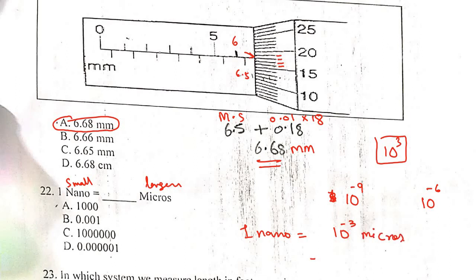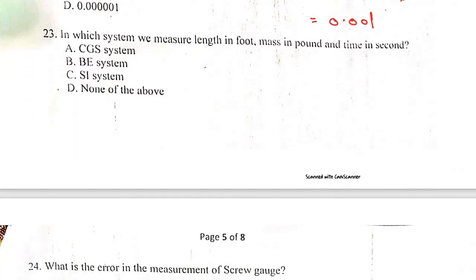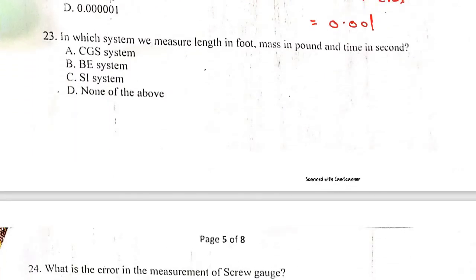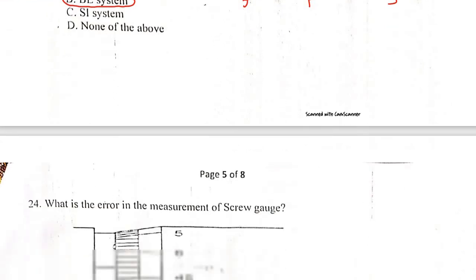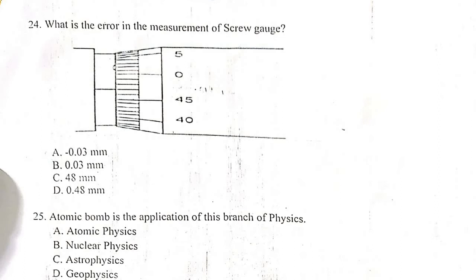So 10 raised to the power minus 3 is 0.001. So the correct answer will be option B. In which system we can find the length in foot, mass in pound, and time in second? So the system is known as FPS system, and this FPS system is also known as British Engineering System. Option B is the correct answer.